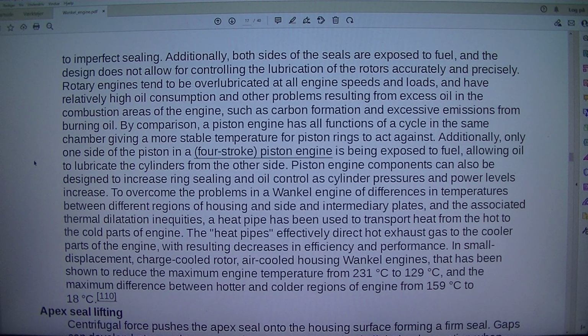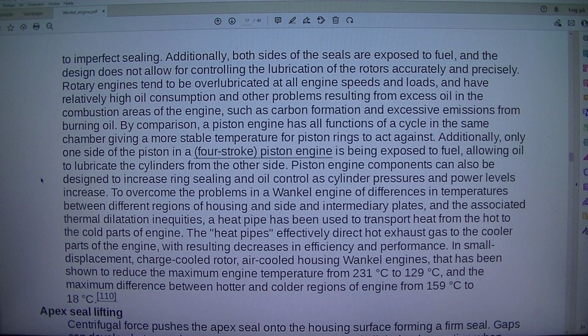Additionally, only the inside of the piston in a four-stroke piston engine is being exposed to fuel, allowing oil to lubricate the cylinders from the other side. Piston engine components can also be designed to increase ring sealing and oil control as cylinder pressures and power levels increase.